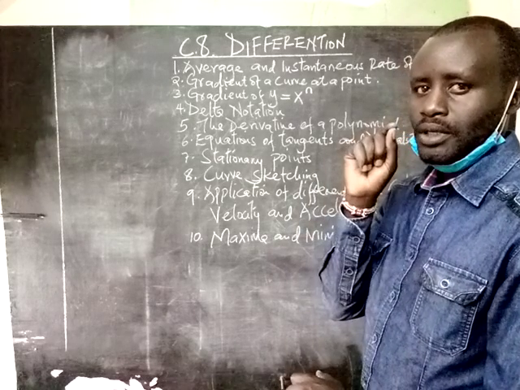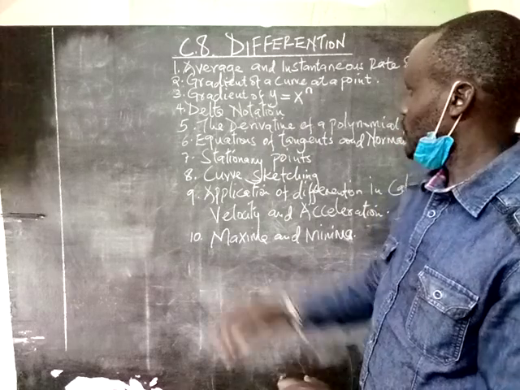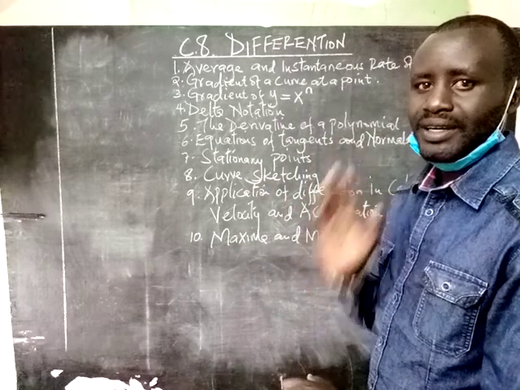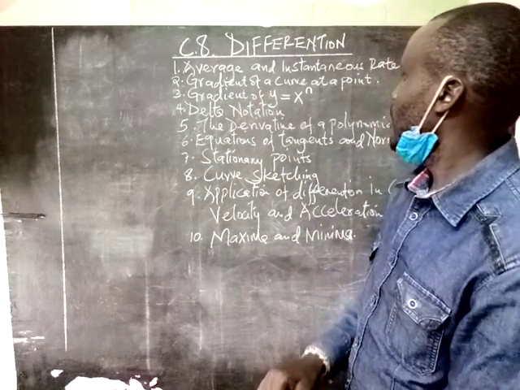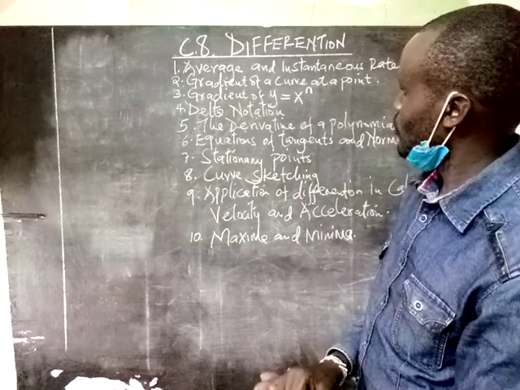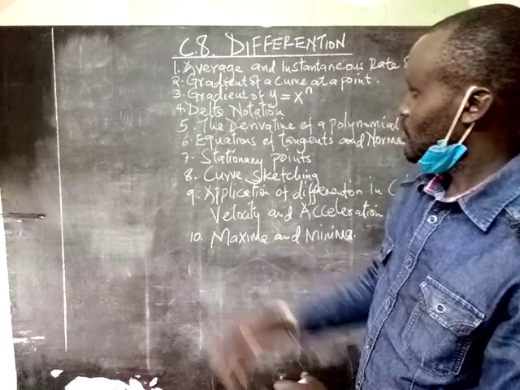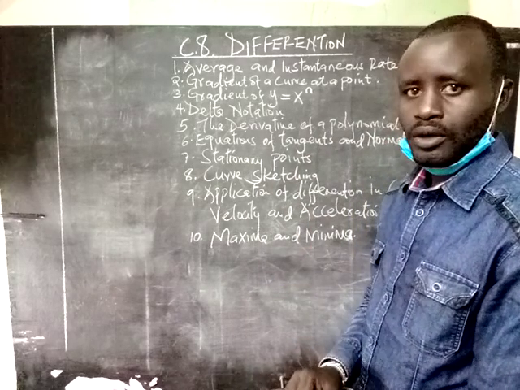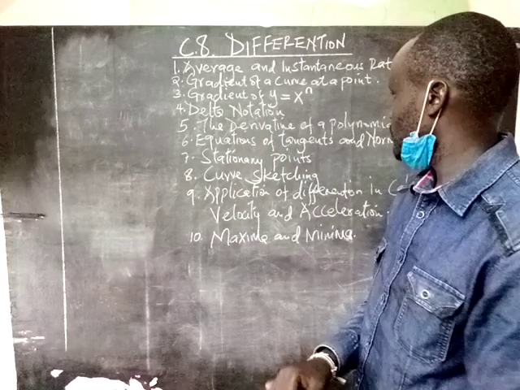In Form 2 we learned about gradients between 2 points, when we are using a straight line to find the gradients. But at this point we are going to learn gradient of a curve. So we are going to draw some curves, then we are going to find gradients at a specific point. Then we move to gradient of y equals x raised to n, where this n is a positive integer. Then we move on to delta notation. Then we move on to the derivative of a polynomial. You remember that in Form 3 we learned about polynomials, where we are expanding polynomials. So we are going to see derivative of these polynomials.